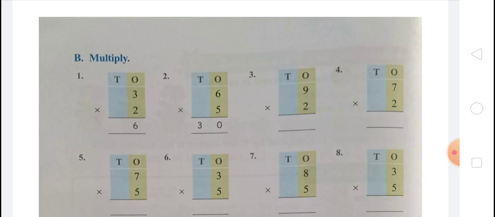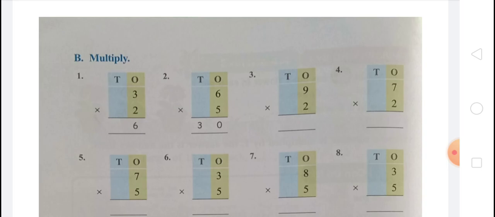In the next question, we have to multiply 9 by 2. So we have to read the table of 2, nine times: 2 ones are 2, 2 twos are 4, 2 threes are 6, 2 fours are 8, 2 fives are 10, 2 sixes are 12, 2 sevens are 14, 2 eights are 16, 2 nines are 18. So here will be 18. On the tens place we will write 1 and on the ones place we will write 8. So 1 ten and 8 ones make 18.